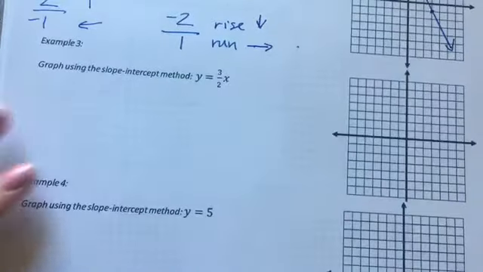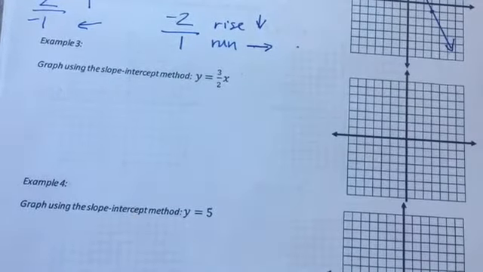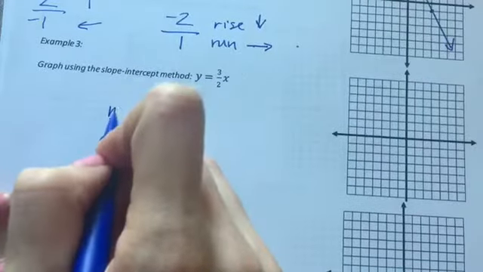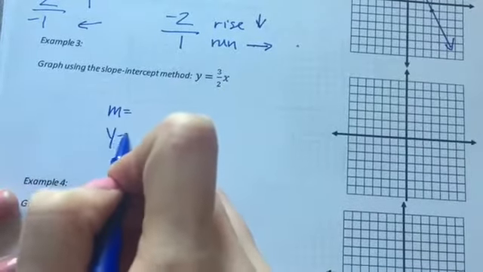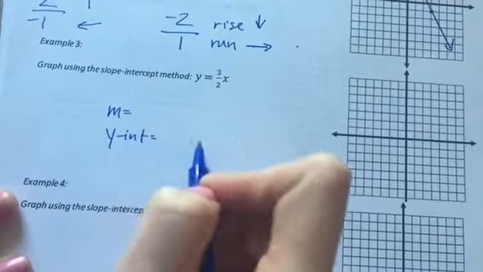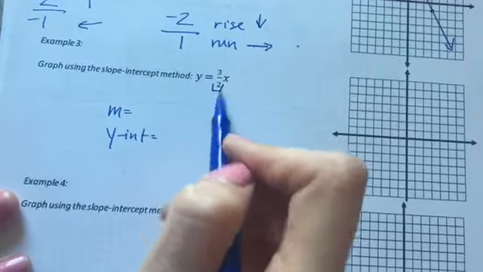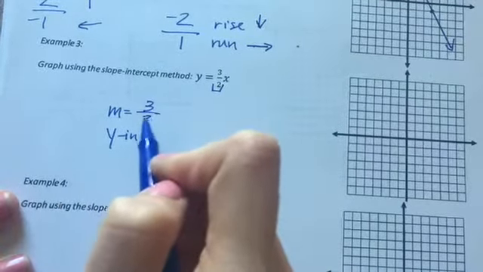Okay, let's move down here. Again, we're using slope-intercept form, so we need to identify the slope. We need to identify the y-intercept. The slope here is that number being multiplied to x, 3 over 2.